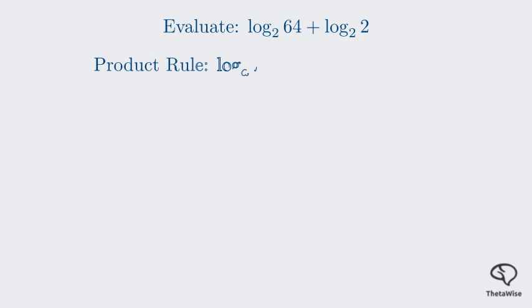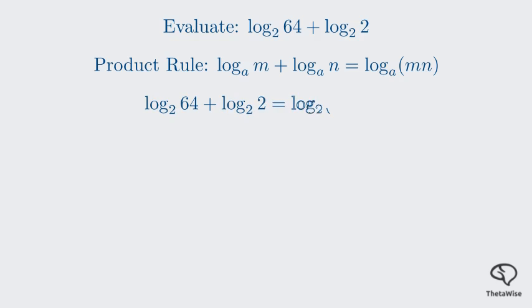The product rule states that the sum of two logarithms with the same base is equal to the logarithm of the product of their arguments. In simpler terms, when you add logarithms, you can combine them into a single logarithm by multiplying the numbers inside. Applying this rule to our problem, we get log base 2 of 64 times 2. Let's perform the multiplication inside the logarithm. 64 times 2 is 128, so our expression becomes log base 2 of 128.